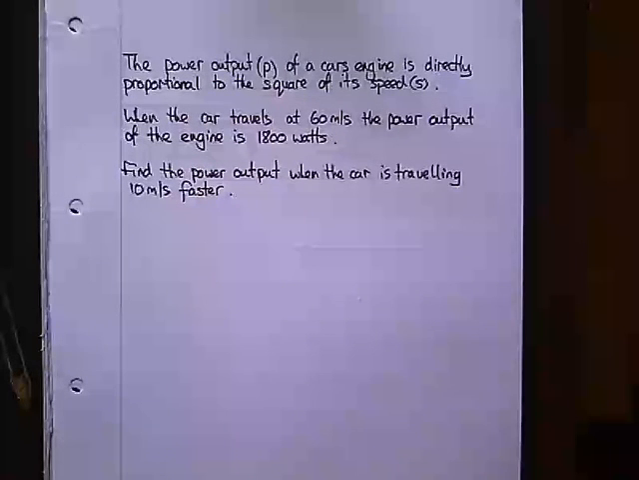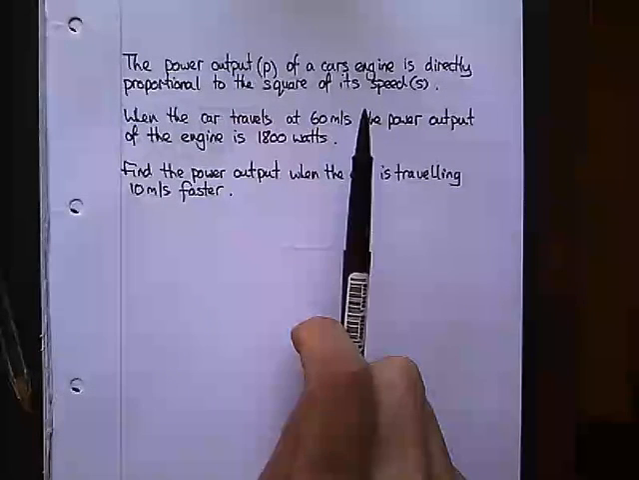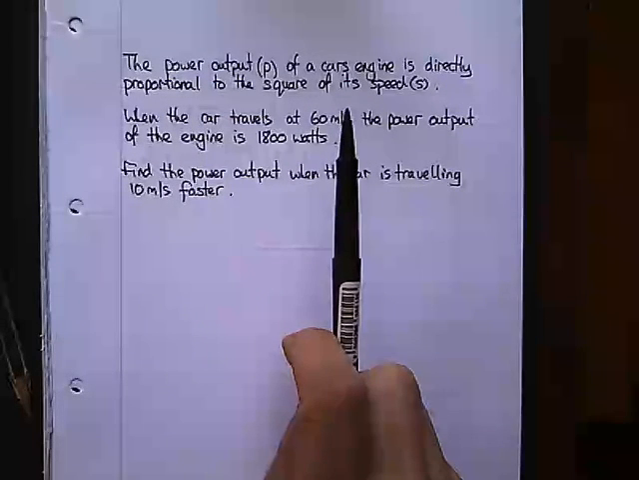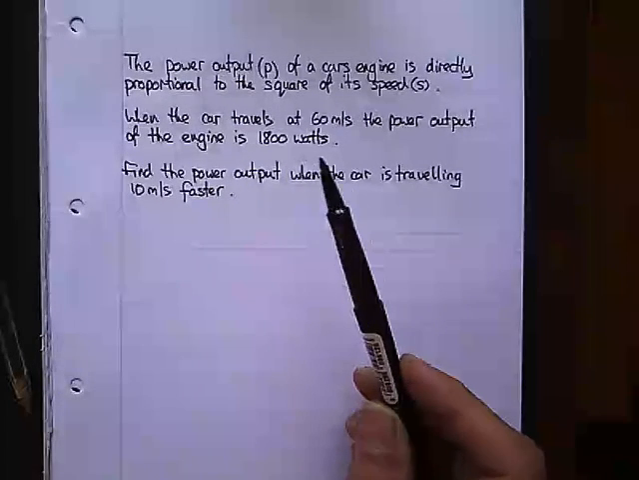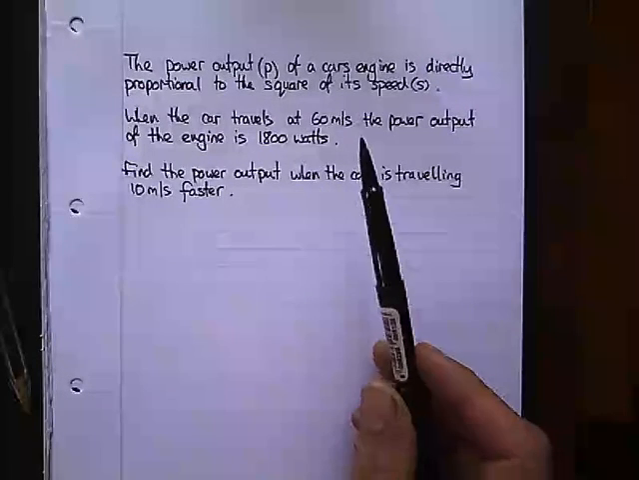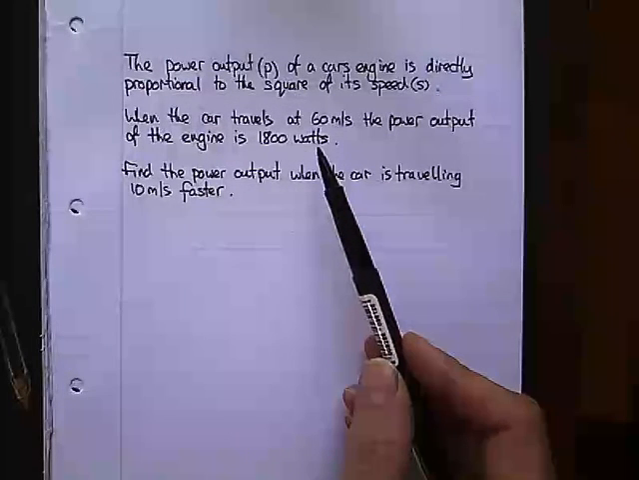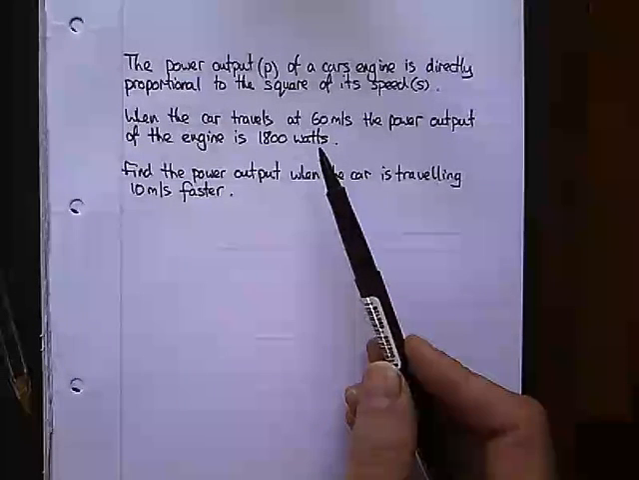Right. So this first example. Let's have a little read of it. The power output P of a car's engine is directly proportional to the square of its speed. So what's nice is they've actually told you that it's directly proportional to the square of its speed. So when the car travels at 60 meters per second, the power output of the engine is 1800 watts. So this m/s is meters per second. Watts is basically your power, which is work done over time. That is pretty much it.